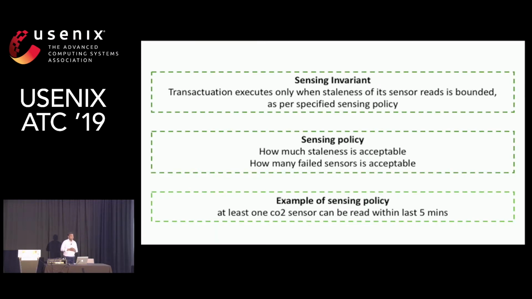The sensing invariant guarantees that a transactuation executes only when the staleness of sensor reads is bounded as per a developer specified policy, and the developer can specify two parameters in the sensing policy. One is how much staleness the application can tolerate, and how many failed sensor reads will still preserve the application semantics. An example would be at least one of the CO2 sensors must be available and can be read within 5 minutes of the triggering event for the application to execute.